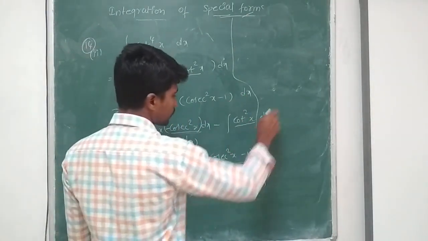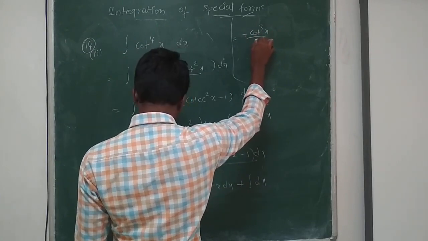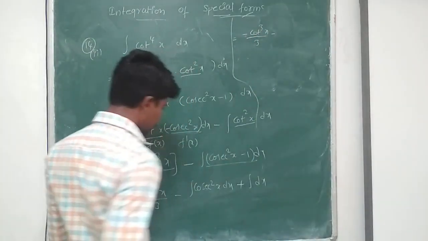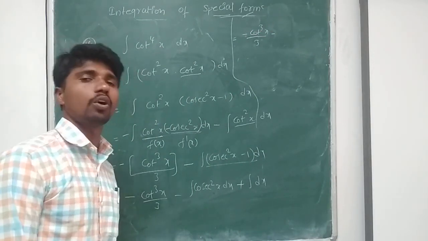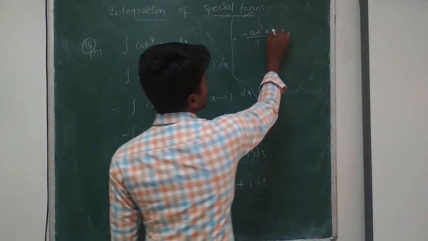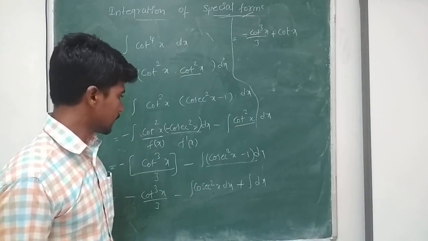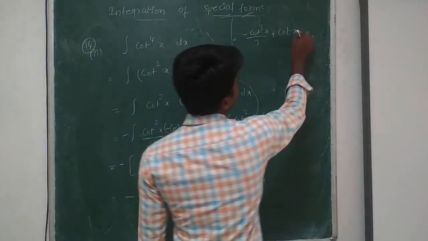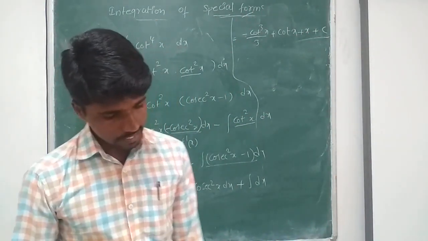So what is our final answer? Minus cot cube x by 3 minus integral cosecant square x dx, which is nothing but minus cot x, minus into minus is plus. So I get here plus cot x. Next, plus integral dx is x, and an arbitrary constant c.